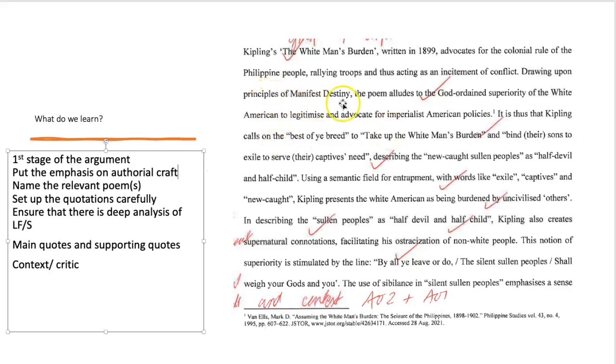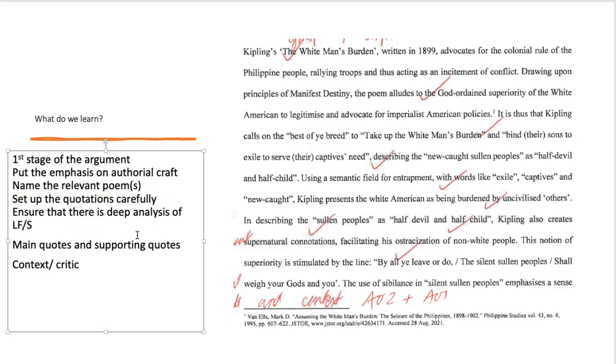Drawing upon principles of manifest destiny, the poem alludes to the God-ordained superiority of the white American to legitimize and advocate for imperialist American policies. Now, I don't need to read this whole paragraph for you to see that this is the thesis part of it, isn't it? I'm agreeing with the title. Here is my evidence, okay? She's naming the relevant poems, isn't she? She's setting up the quotations very carefully, weaving them and giving them meaning and context.